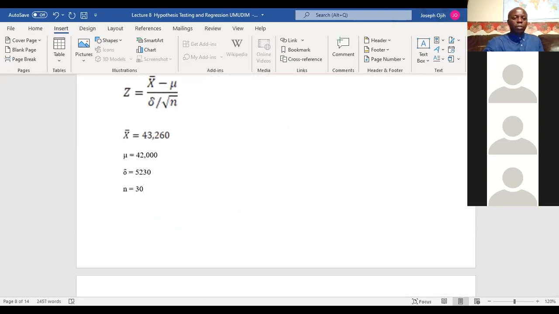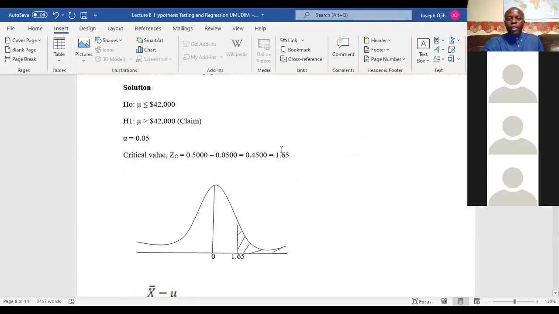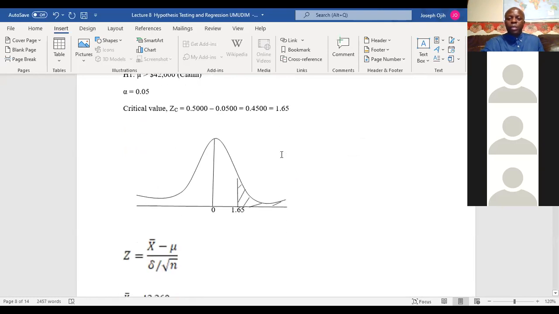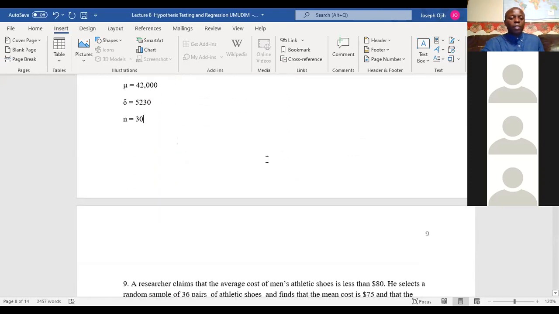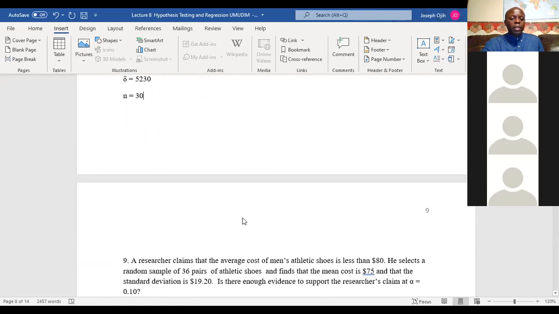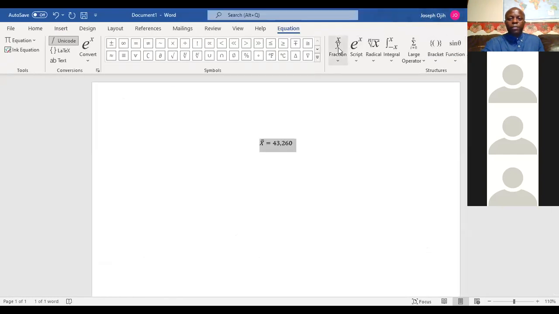So we plug all this into this formula to get our Z value. Once we get our Z value, we compare it with the critical value. If it is bigger, we reject the null hypothesis. If it is not bigger, we do not reject. So plugging it in is what you mean by running the test. You have it in this form.